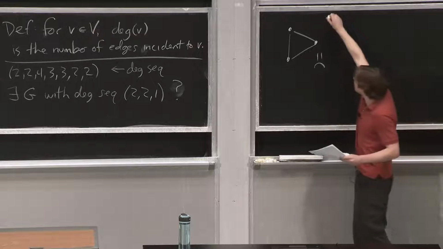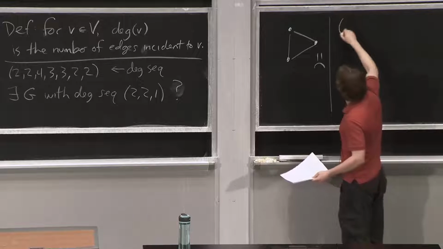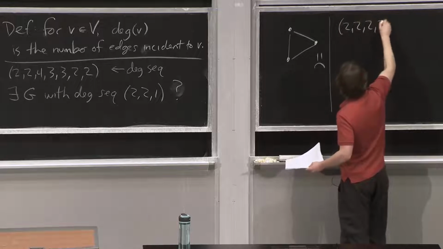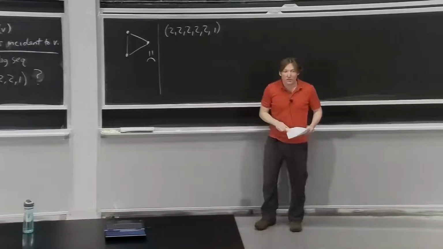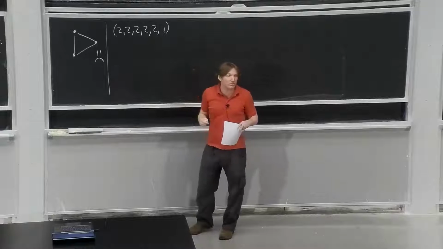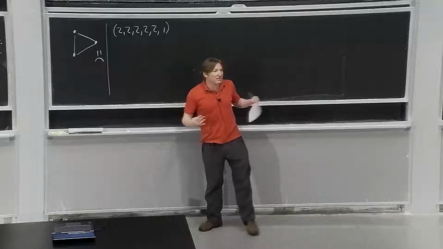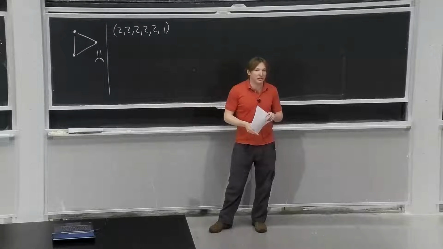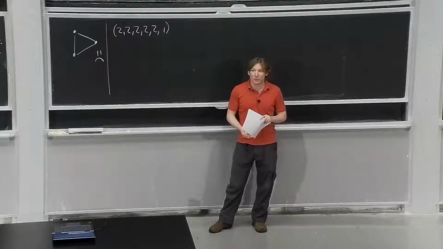OK, but what if we asked a more complicated version of the question? Does there exist a graph with degree sequence 2, 2, 2, 2, 2, 1? This time there would need to be 6 vertices, and now there are lots of ways that we could choose 2 edges for each of those vertices. So there are lots of cases that we would need to try out in our proof by contradiction. So maybe a different strategy would work better.